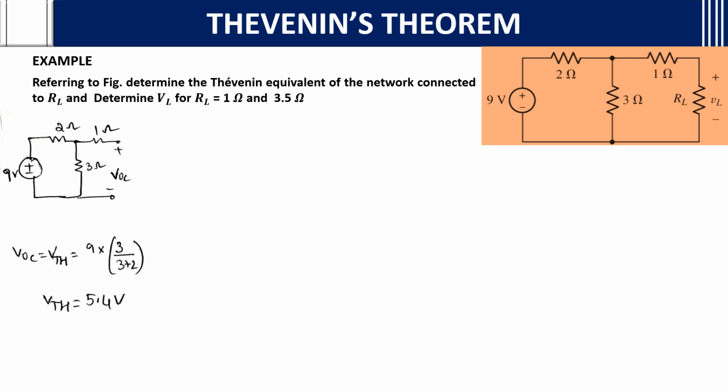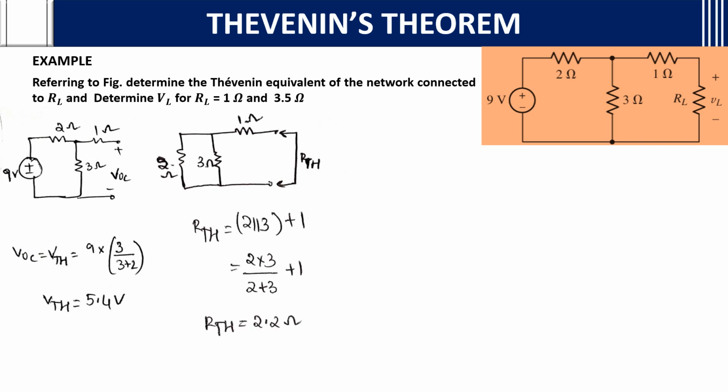Okay, now we should find Thevenin's resistance. How will Thevenin's resistance be found? Remove all the energy sources, that is, the voltage source will become short circuited. Keep only the resistances in the circuit, look into the open terminals and find the RTH. You see 2 and 3 are in parallel, in series with the 1. So 2 into 3 by 2 plus 3, plus 1, you will get 2.2 ohms.